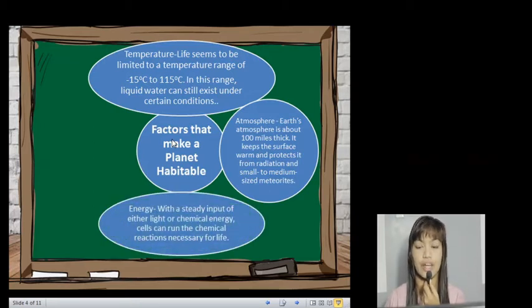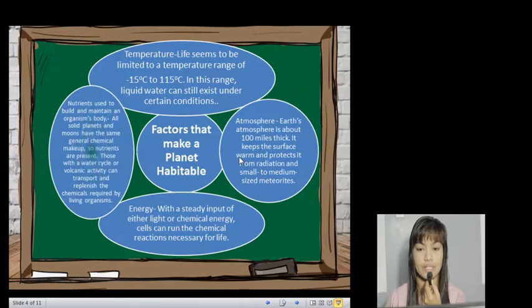Third is the energy. With a steady input of either light or chemical energy, cells can run the chemical reactions necessary for life. We all know that photosynthesis needs light energy. So energy is also important for us to sustain life, and for all living things to survive on the planet. Energy is needed, and we all know that Earth is suitable for this kind of energy.